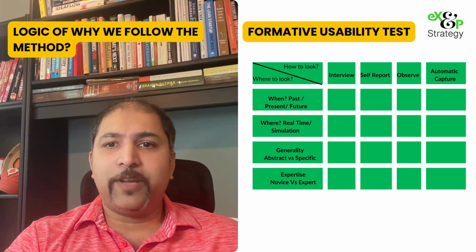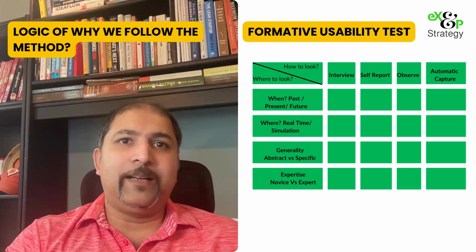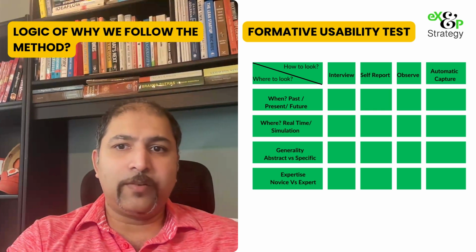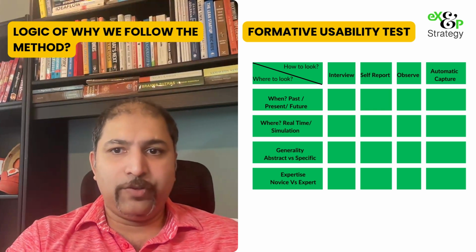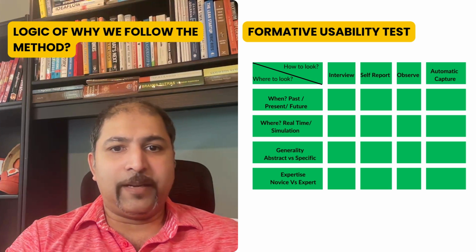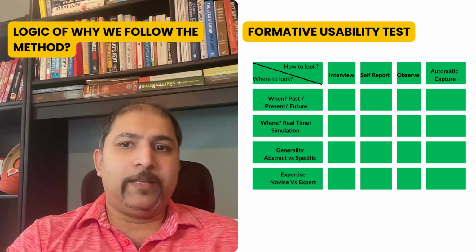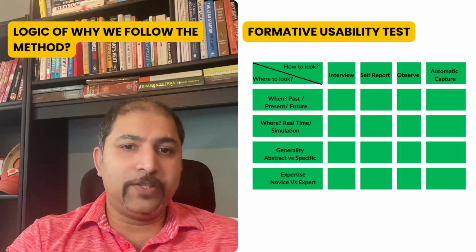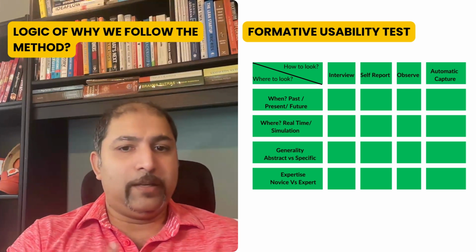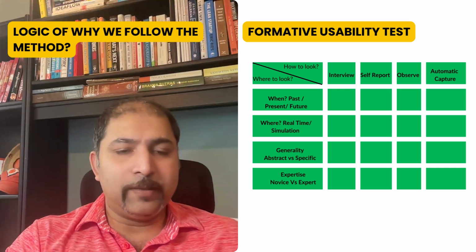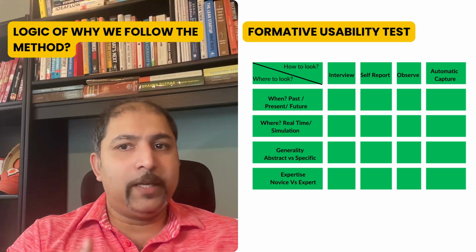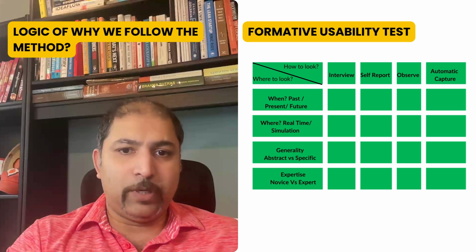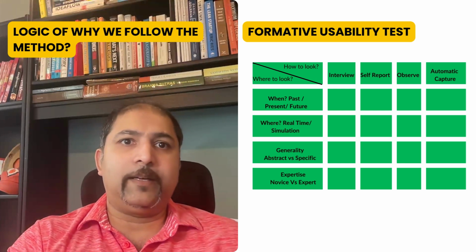The next broad classification is where to look. Where to look involves past, present, future, whether it's real time versus simulation, whether it is abstract versus specific, or whether to look for novice users or expert users. All these would result in different nuances in terms of the type of information that we would gather and how we gather it as well.